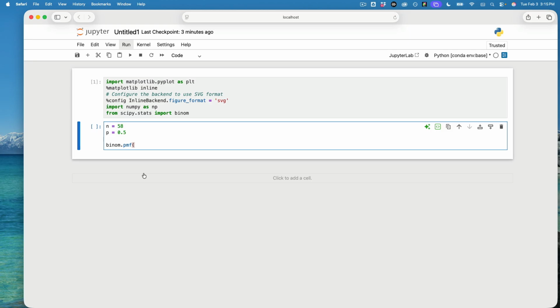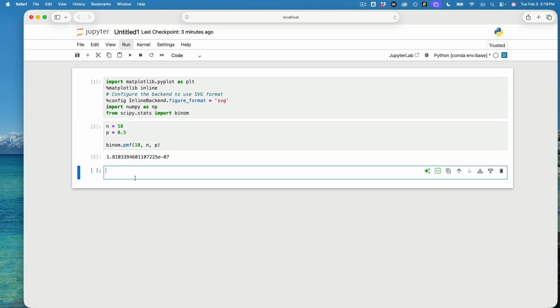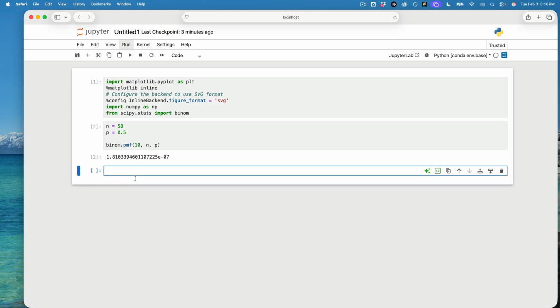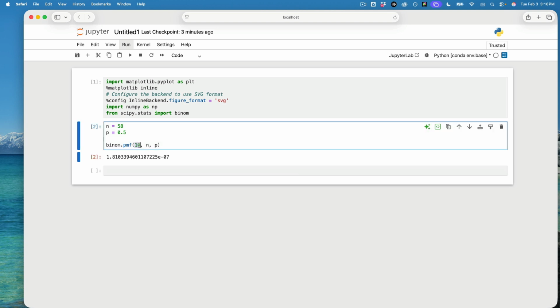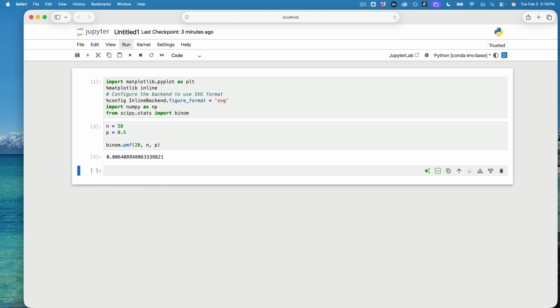So let's say we want to look at the probability of getting 10 successes, 10 heads, in 58 trials, which is n, and then probability of success p. If you print this, it's just going to give you a value. The probability of 10 successes in 58 trials is 1.8 times 10 to the minus 7. And the probability of 20 successes is going to be larger, 0.006, and so on.